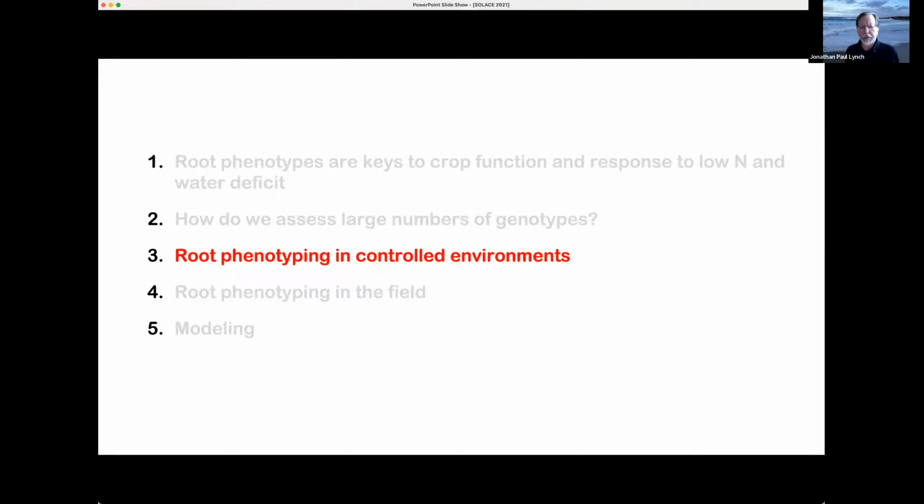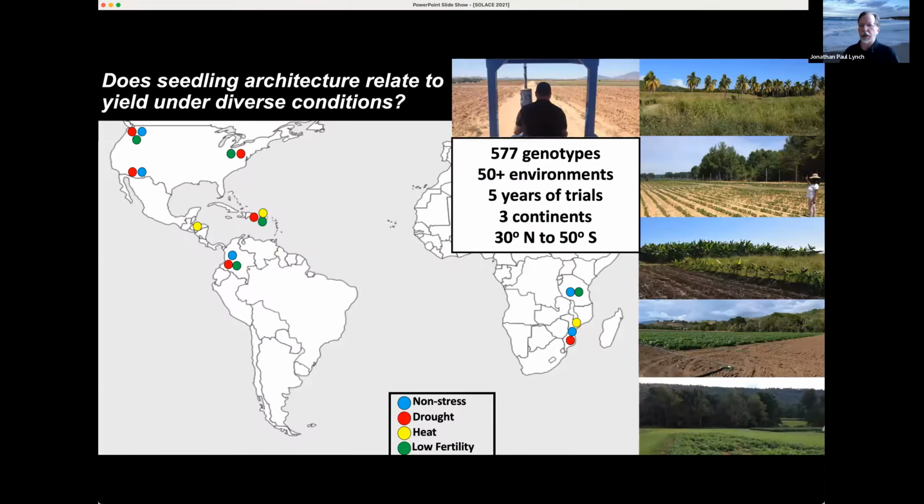The third point, root phenotyping in controlled environments, and I believe this project has considerable expertise in this, and you'll be hearing some other presentations today about sophisticated controlled environments. Our work has always focused on very simple technologies because we're interested in helping third world breeders who don't have access to a lot of money and equipment or even electricity, for example. So we do very simple things. So I'm going to tell you a story about a very simple study.